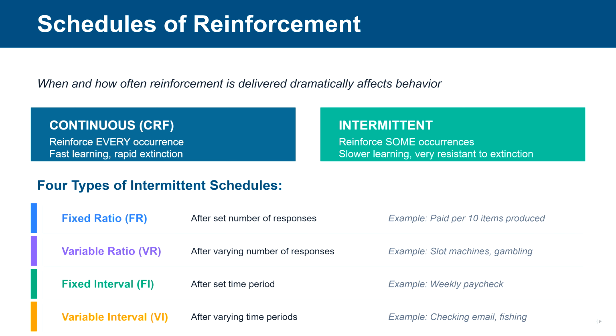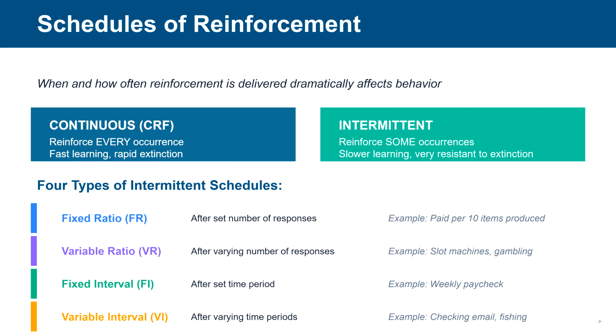This creates the highest and most persistent rate of responding and is incredibly resistant to extinction. This is why gambling is so addictive. Fixed interval means reinforcement for the first response after a set period of time. Weekly paychecks are an example. This creates a pattern where behavior increases as the time approaches, like studying increases right before a scheduled exam.